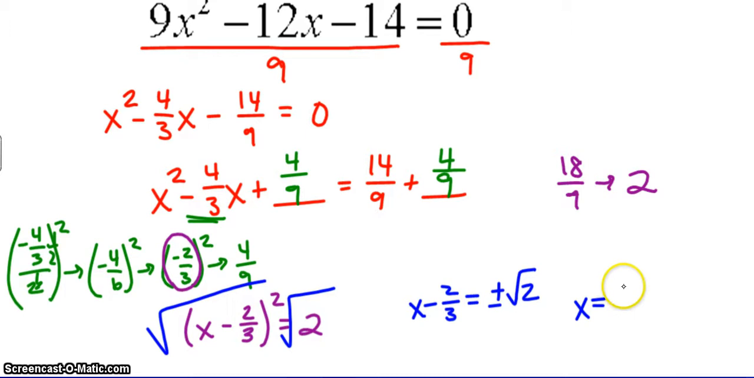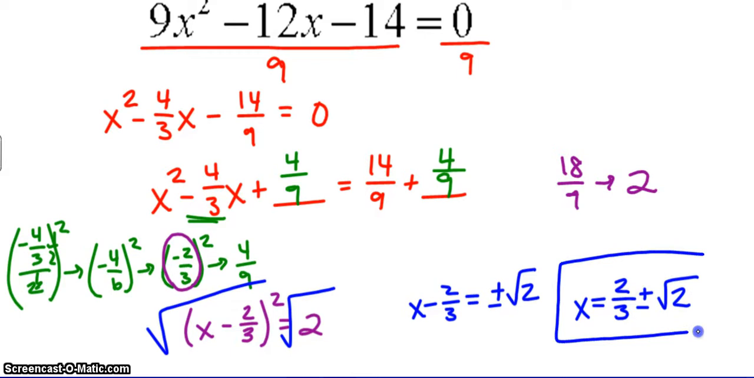So then x equals 2/3 plus or minus root 2. You'll notice that I write the constant in front of the radical. It's just a notation thing, so you always have this number plus or minus whatever your radical was.